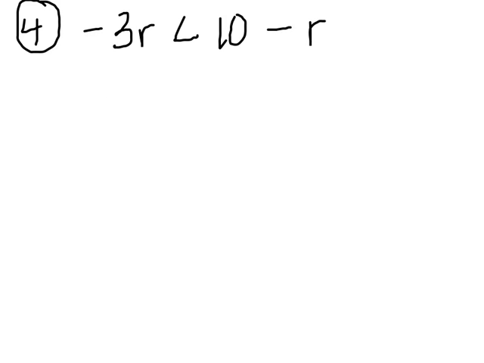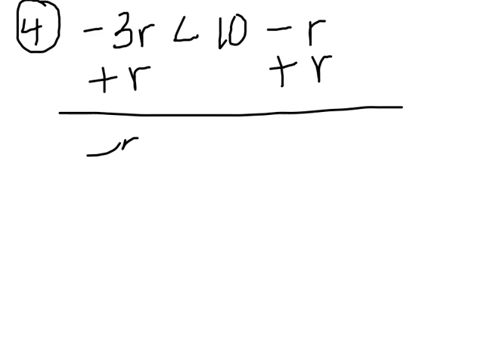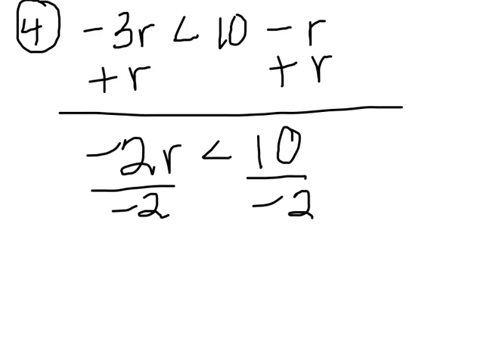All right, we need to get our variables together, and so we do that by adding r to both sides. Negative 2r, leave your inequality, is less than 10. Now, how do we move the negative 2 away from the r? That is multiplication, opposite or inverse operation. We're going to divide by negative 2.